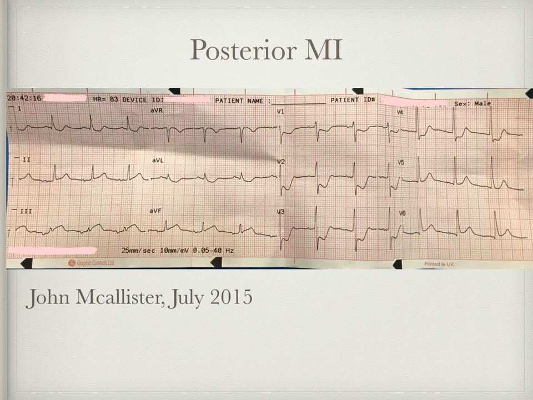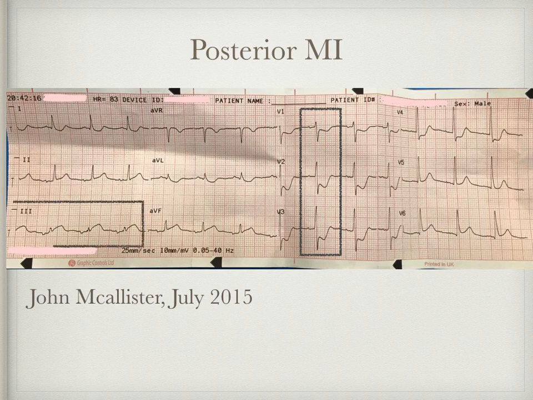This one is also from 2015 but was posted in July by John Mcallister. The patient, in his mid-50s, presented with chest pains and was clammy. Again we see that pattern of ST depression in leads V1 through to V4 with tall R waves and positive Ts. What we also have in this ECG are changes to the inferior leads.